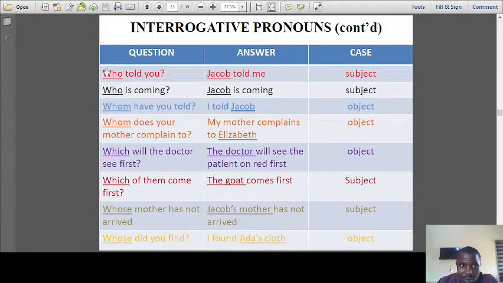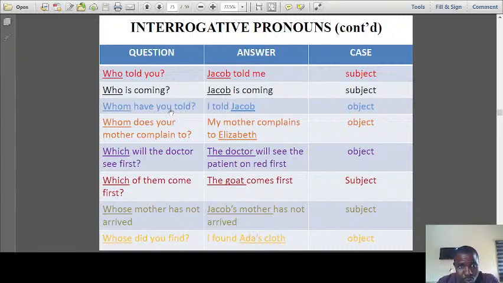Now, remember, pronouns are used to replace an understood noun. Look at the question you ask: who told you? The who here is standing for a noun, and that noun must be known. You have already understood it. And the noun that you have understood is, look at it, Jacob told me. And Jacob is the subject. That is why we use who. Who is coming? Jacob is coming. Jacob is the subject, and that is why we use who.